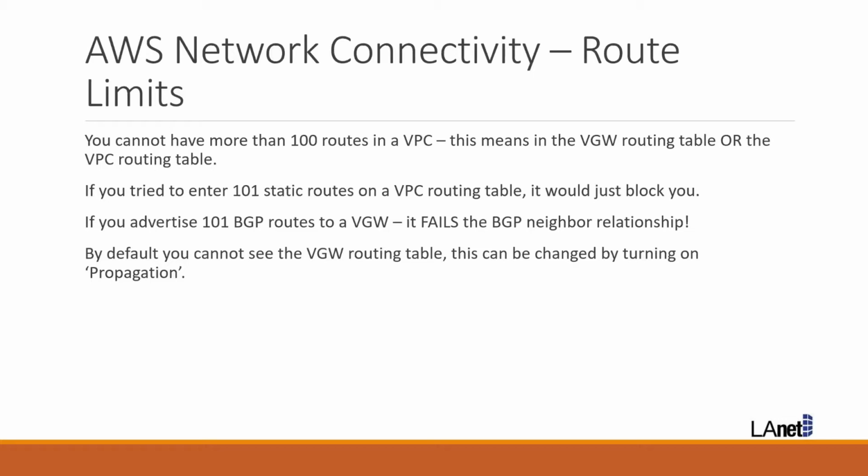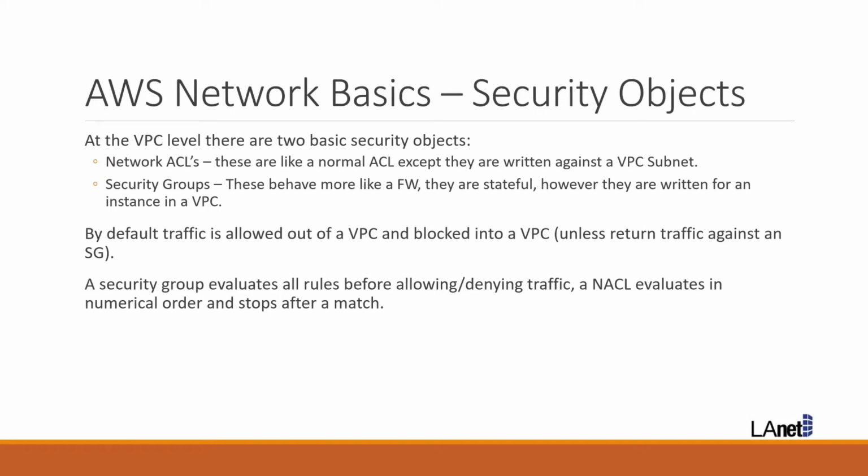Security objects: there are 2 basic VPC-level security objects, and that's network ACLs, or NACLs, and security groups, and they are quite different. The NACL is just like a normal ACL you might write on a router or switch, right? And it's actually written against the VPC subnet. So you write it against that subnet object that's attached to an AZ, right?